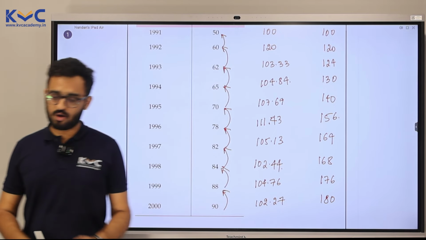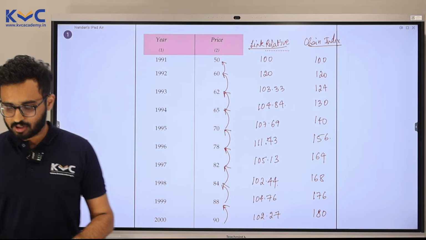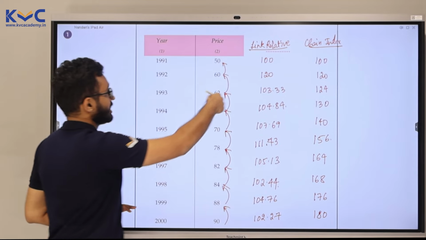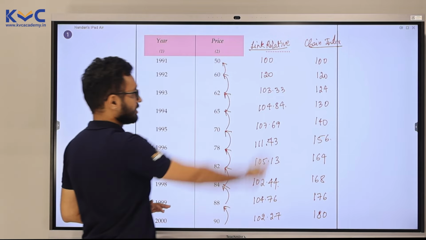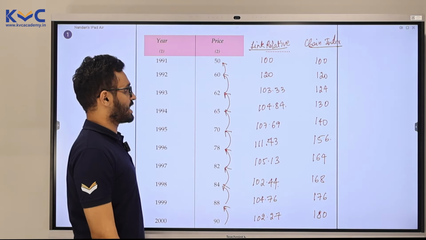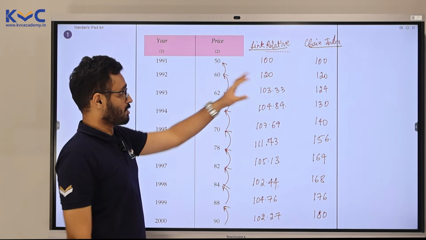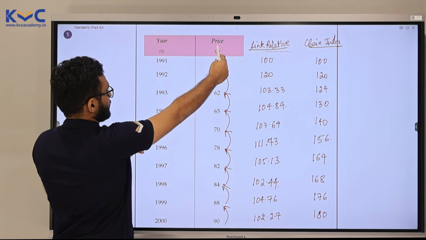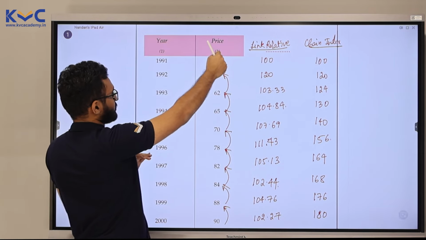So did you observe what we did here? For every passing year, we took the base which were changing, correct? We took the bases as changing, and then we calculated link relative, and then we chained them up, correct? Then we chained them up. If you observe, this chain index are basically price index of 1992 compared to 1991, 1993 compared to 1991.